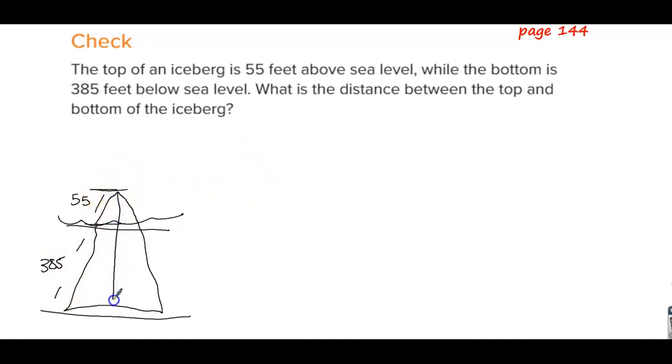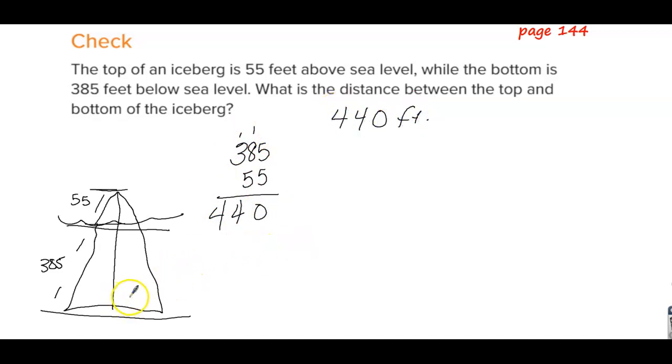What is the whole distance? Well, you would add these two together. 385 plus 55: 0, carry 1, 14, carry 1, 440. 440 feet between the top and the bottom.